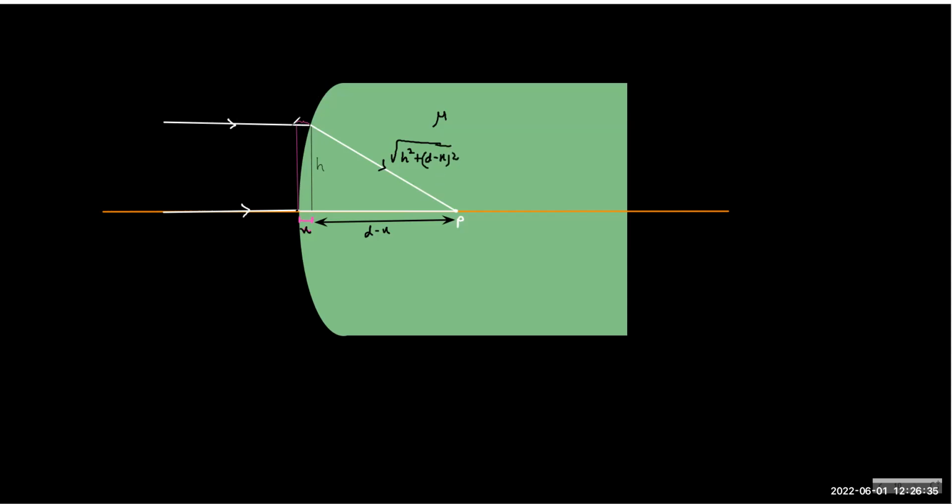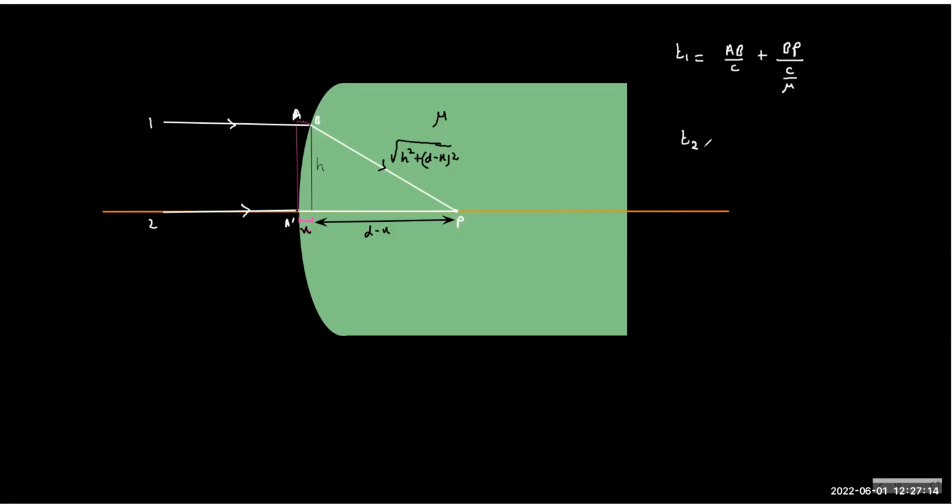So to compare the time, I will start from this point for the upper ray, and for the below ray, it will start from A dash. So to go from A to B, let's call this A, this B. The time taken by the first ray to reach the point P will be AB upon the speed in vacuum, plus BP upon the speed of light in the medium, which you must know is C by mu. If you enter the medium, it decreases, right?